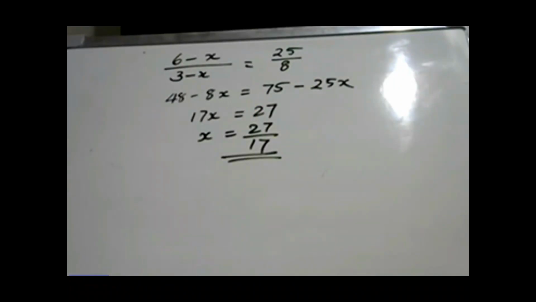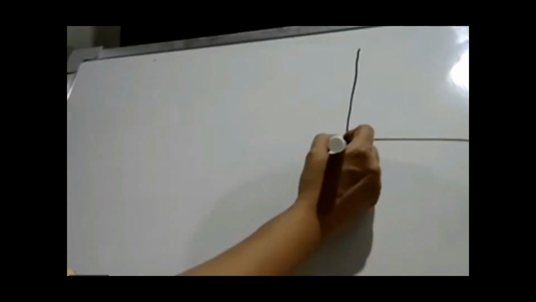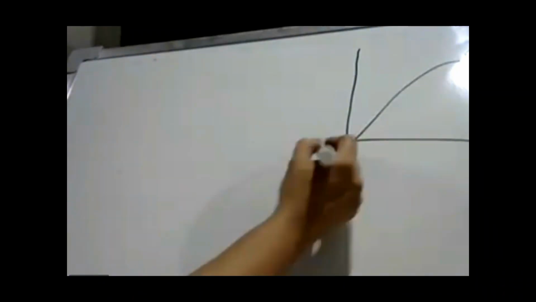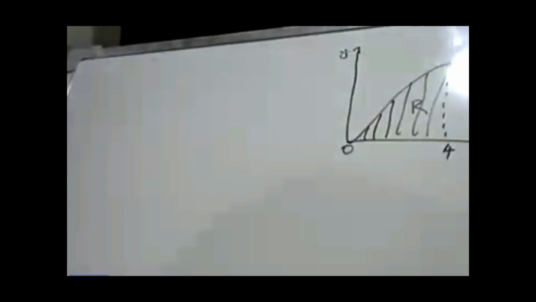Let me give you the next question. The figure I'll give you is like this. You have a curve C. This is from 0 to 4. This is the region marked R. This is the x-axis and the y-axis.